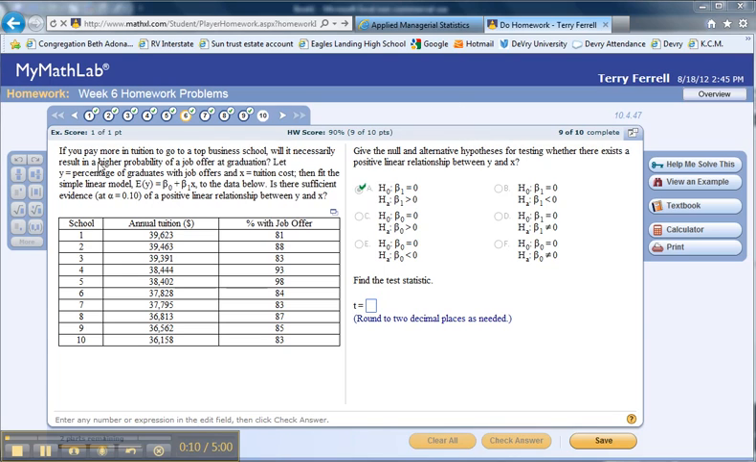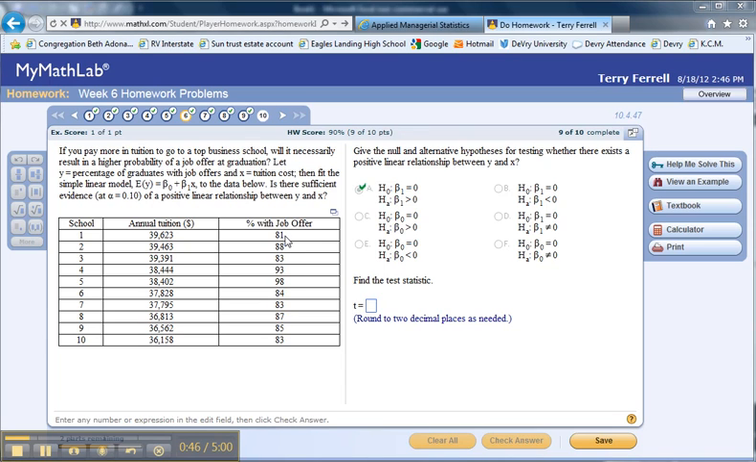Essentially, it says if you paid more in tuition to go to a top business school, will it necessarily result in a higher probability of a job offer at graduation? Great to know information. Here we have some data that shows one school's annual tuition and the percentage of job offers. So we want to see, is there a positive linear relationship between y and x? We need to allow our tuition cost to be our x and our percentage of graduate job offers to be our y.